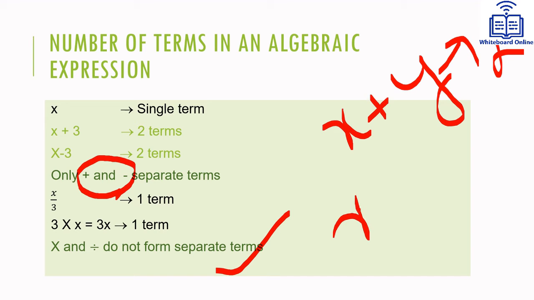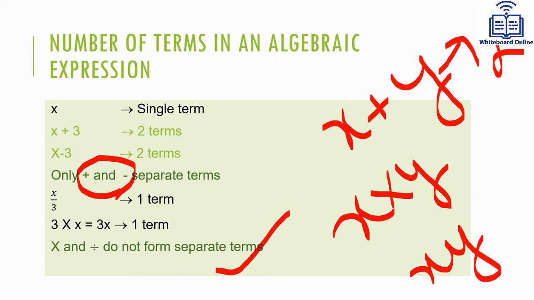Now, if I write x multiplied by y, how can we write it? xy. The multiply sign is not needed. So, xy is defined as one term. Students, hope you have understood how terms are defined. In short, terms in an algebraic expression are distinguished by plus and minus operations. Multiply and divide do not separate the terms, and they are considered a single term.